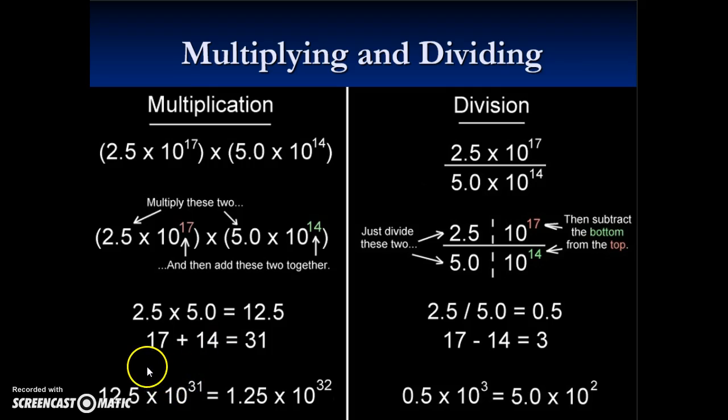Now the problem is this coefficient is not in standard form. 12.5 is bigger than 10, so we actually need to, as the final step, move the decimal one place over to put it between 1 and 2, so that this number now is between 1 and 10. Now the thing is, as you move the decimal, it also changes the power, or the exponent.